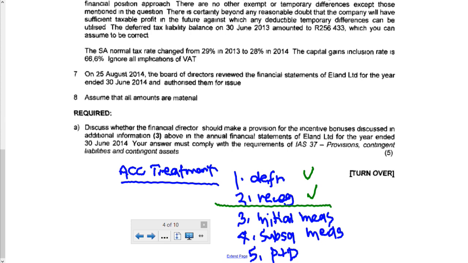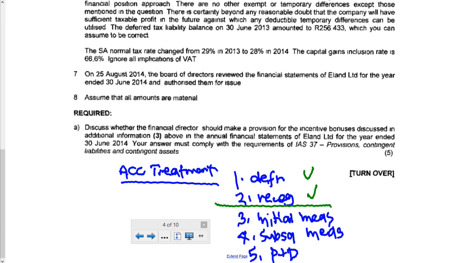You know that the definition of a provision is a liability of uncertain timing or amount. So you have to start with the liability provision from framework. So this question links a bit with framework, but that is essentially that question. Do we have something that meets the definition of a liability according to framework and according to IAS 37?